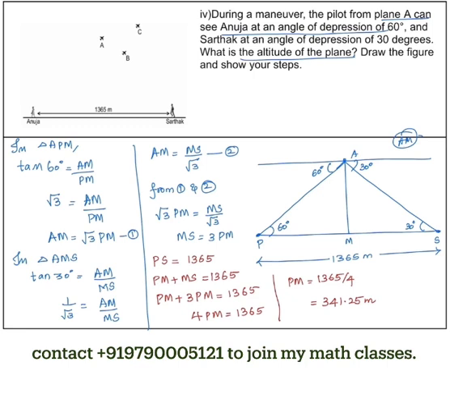Substituting this PM in the first equation, that is, AM is equal to root 3 times PM, which is 341.25 root 3 meters. This is the altitude of plane A.